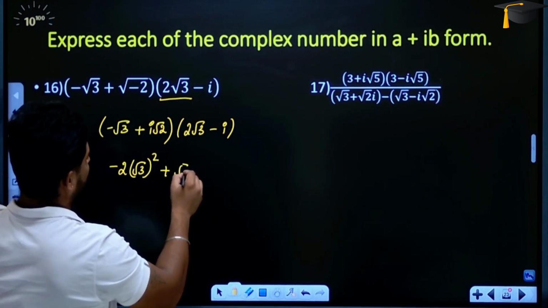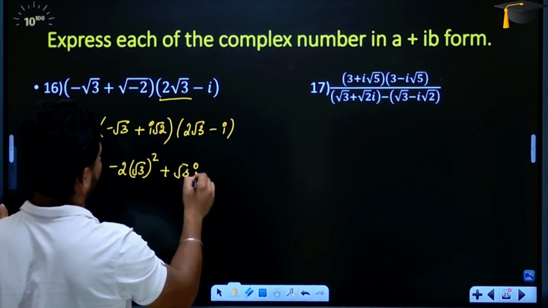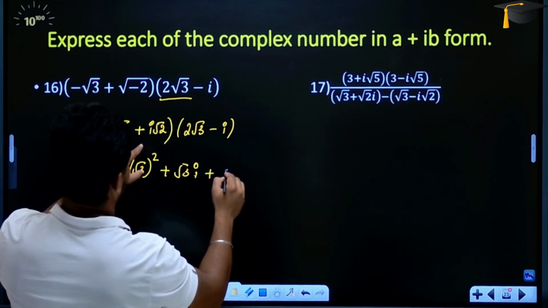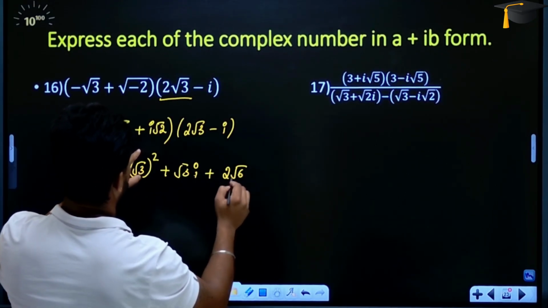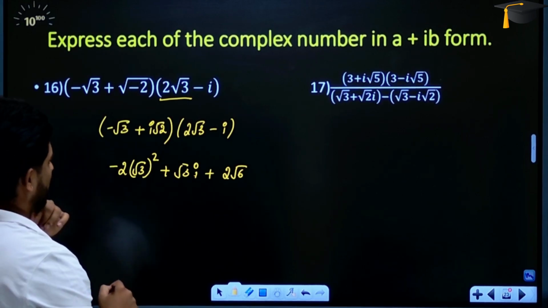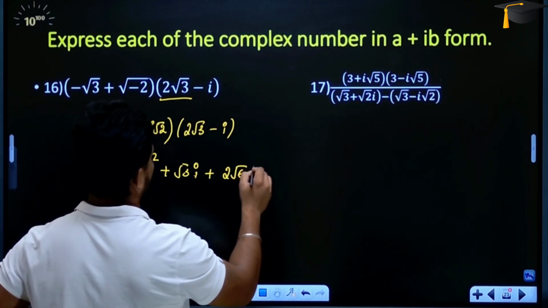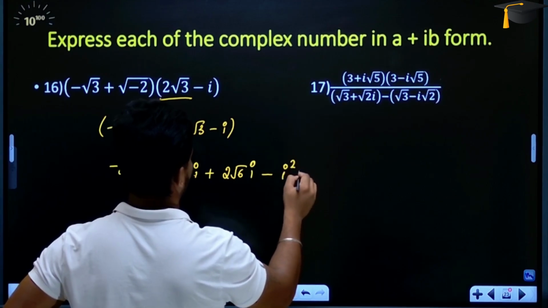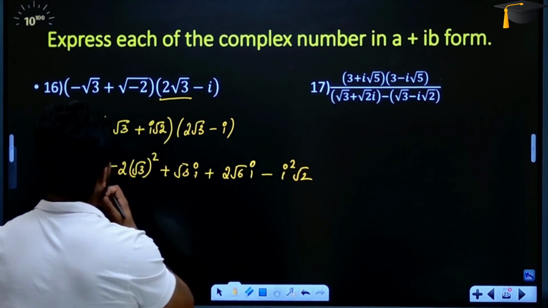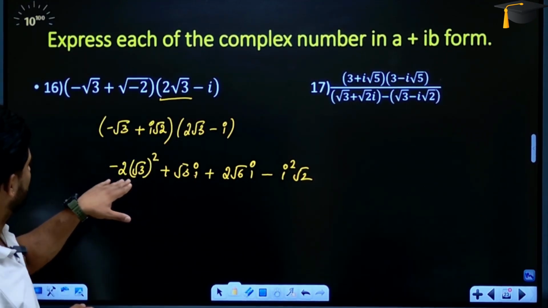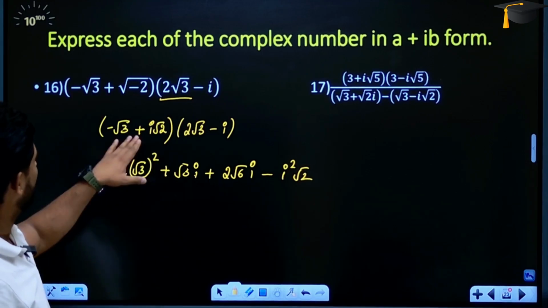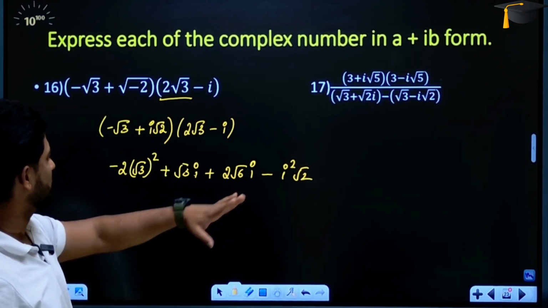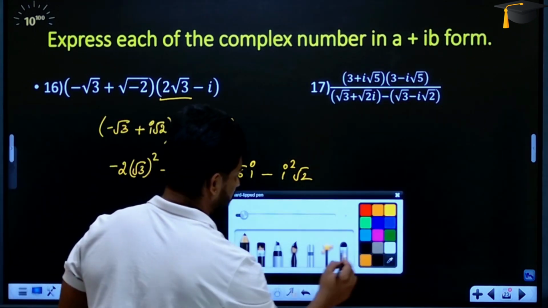Root 3i. Next plus 2 root 6i, minus i square root 2. I hope I wrote it correctly. Root 3 into this one is 2 root 3 the whole square. This one root 3i and here 2 root 6i. Yeah, it's correct.